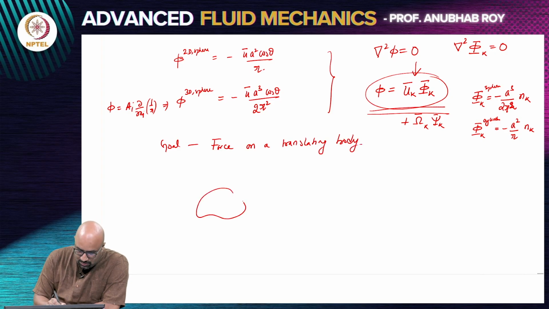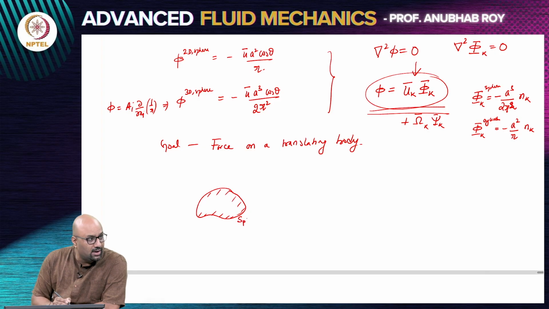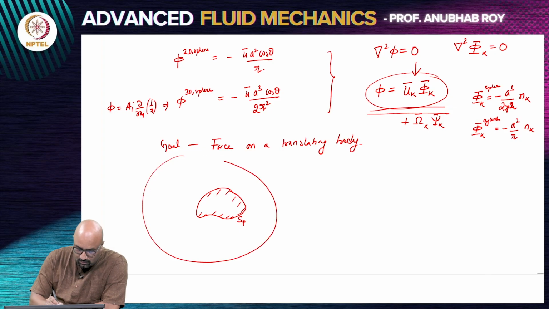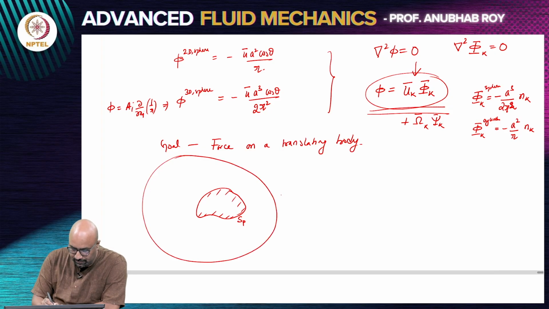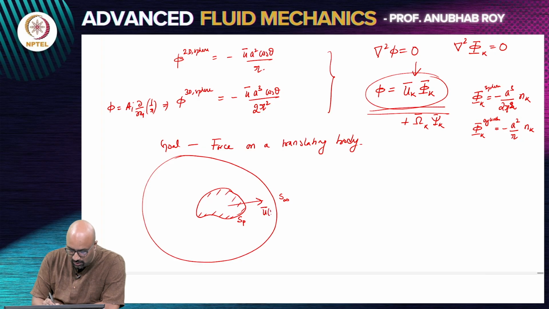So, I have some shape. This is the body that I have. Boundary is given by S_P, and far away I have a region that I will draw which is S infinity. This is like a sphere of radius large R. This is moving with velocity u bar, and u bar could actually be a function of time. I am not saying it has to be steady translation.